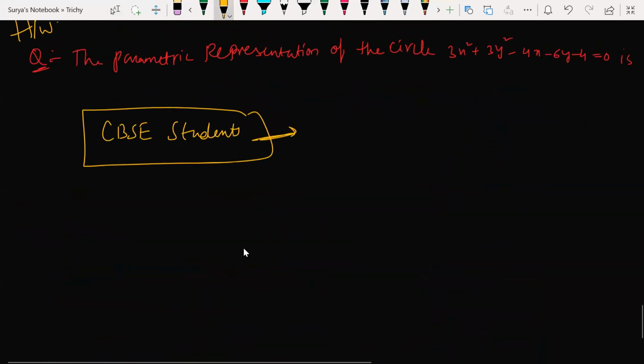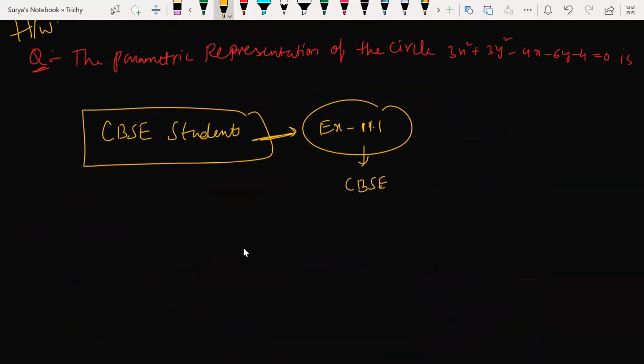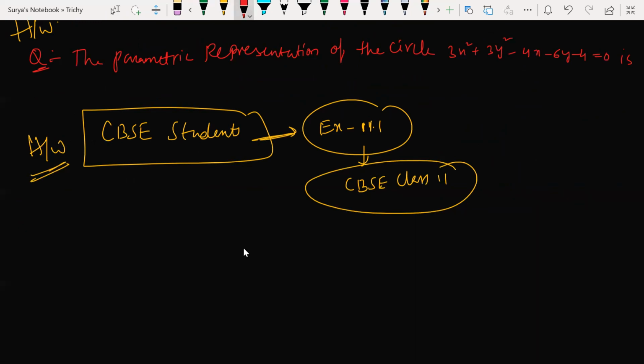What is the homework? Solving exercise 11.1 from the CBSE class 11 textbook. You have to solve it. This is your homework, and this question is a homework. Hope it is clear, guys, and everyone.